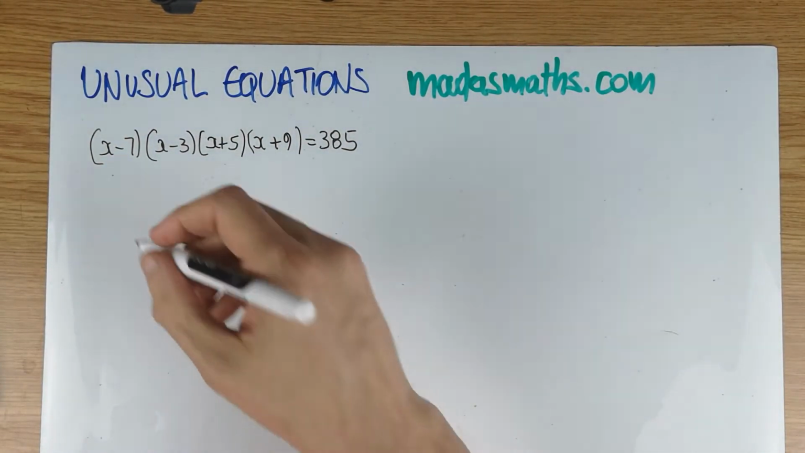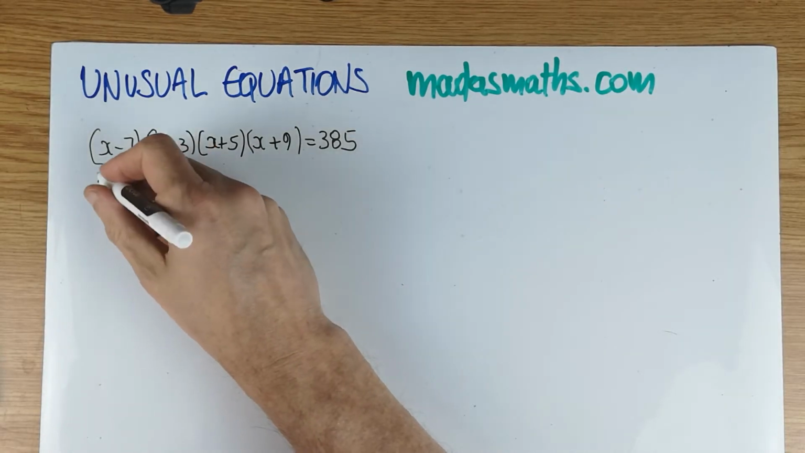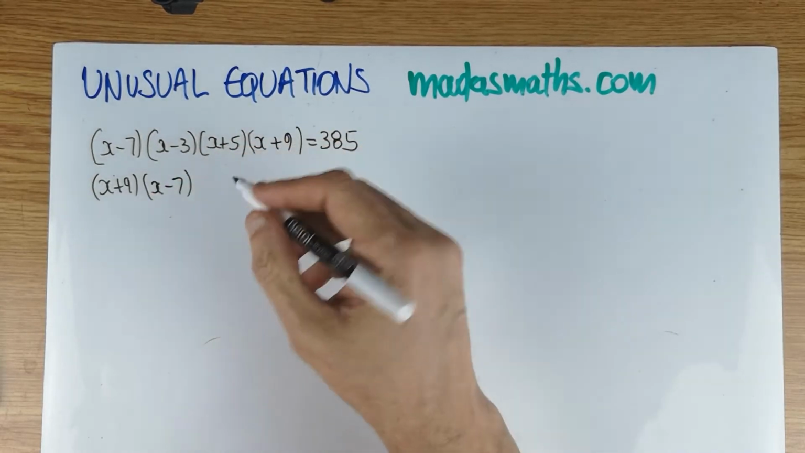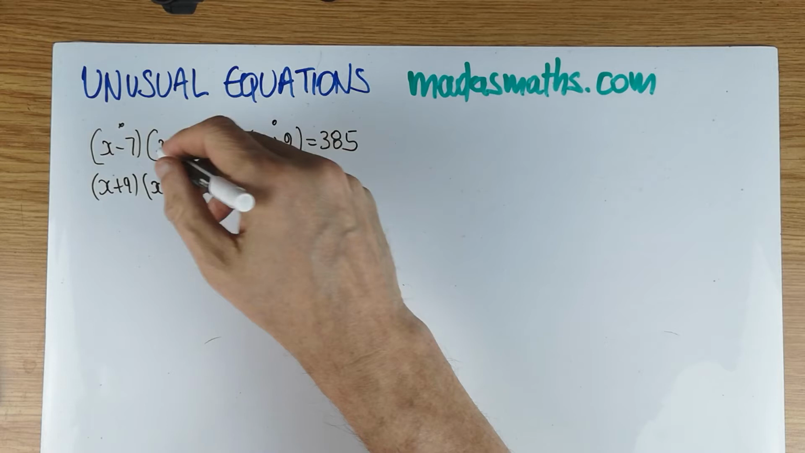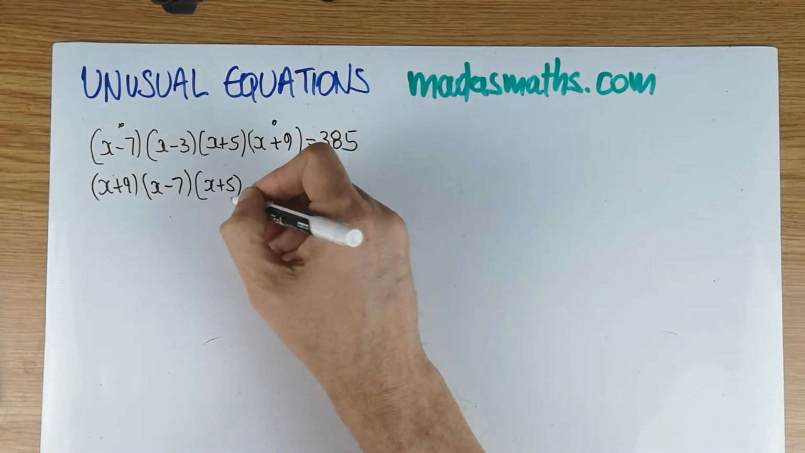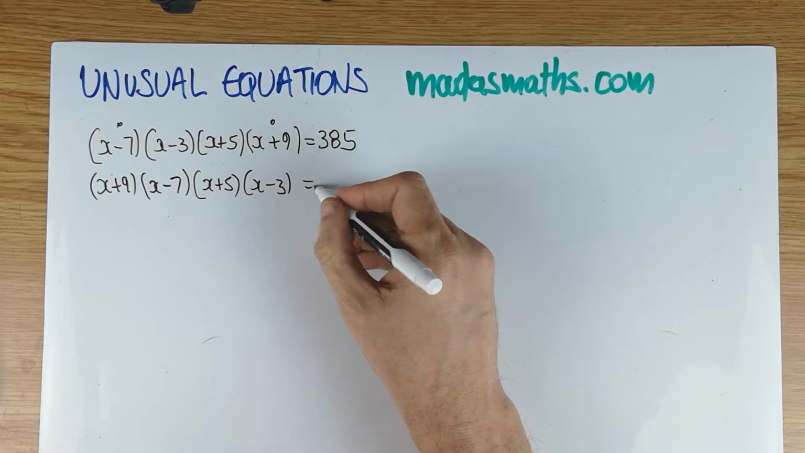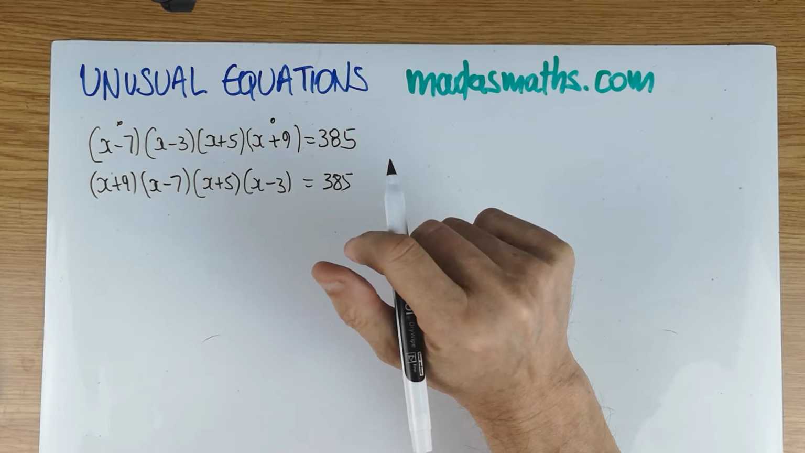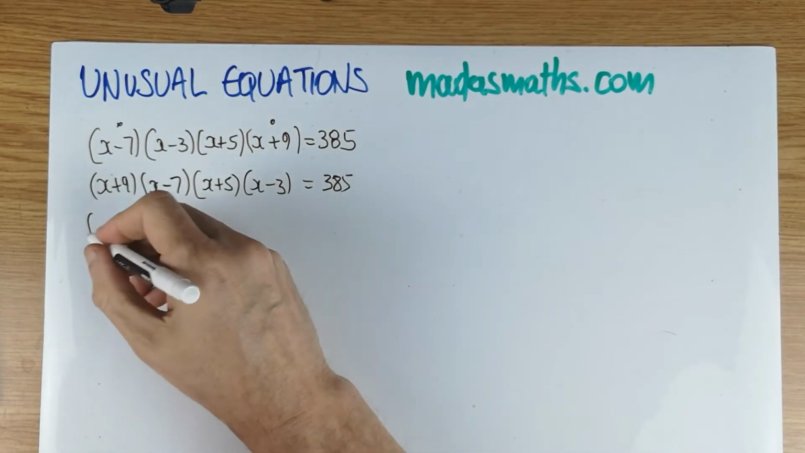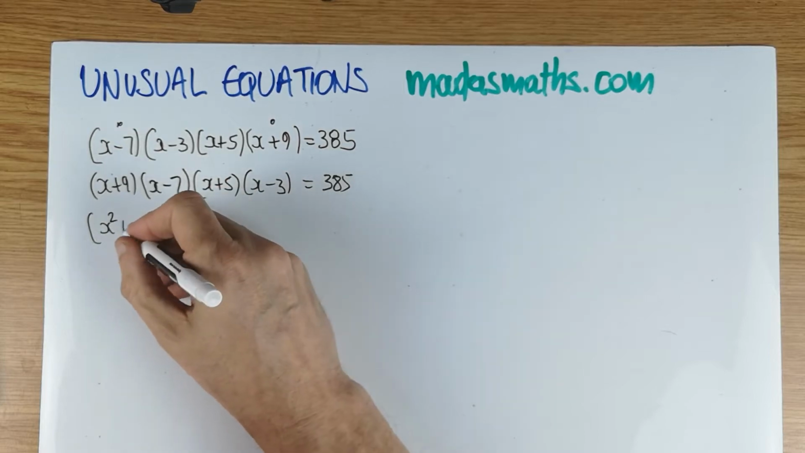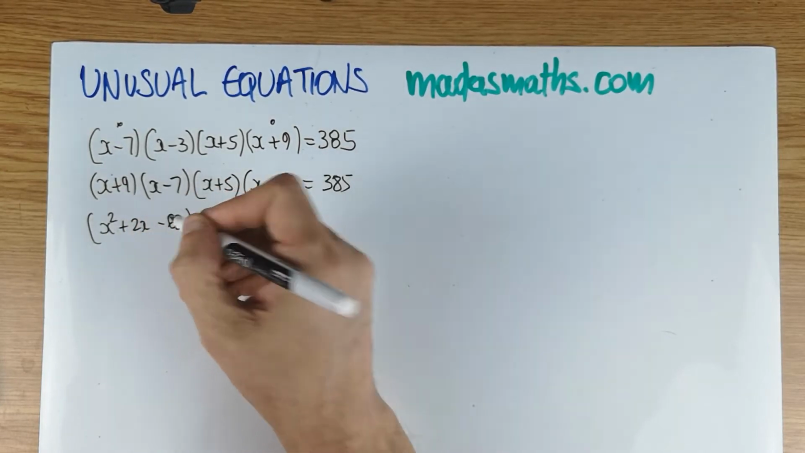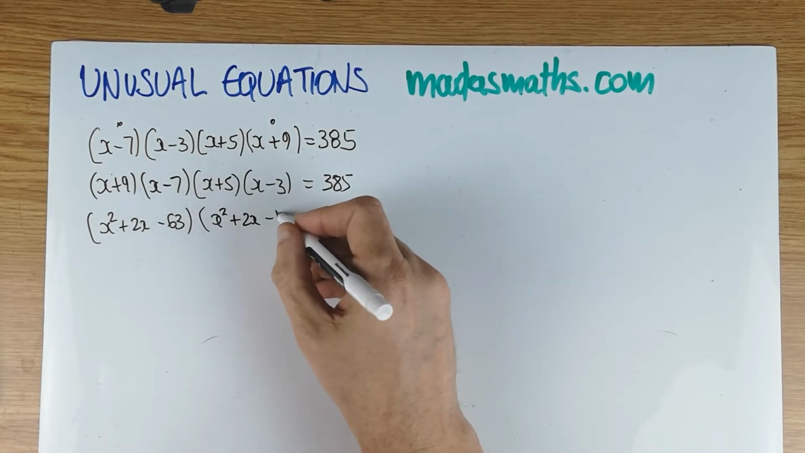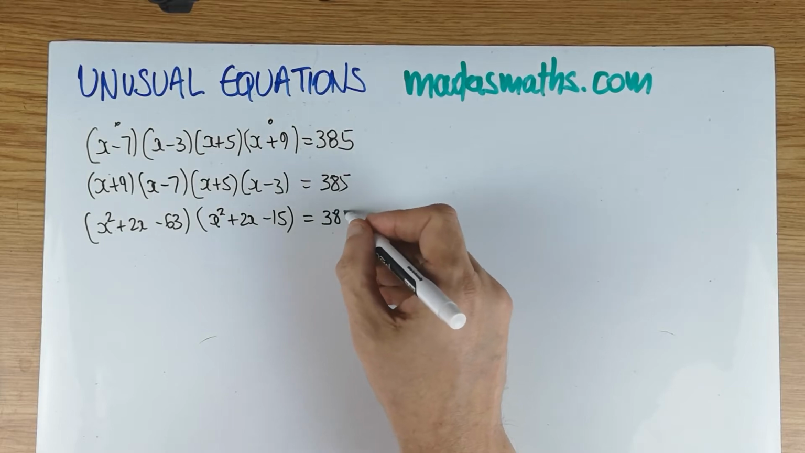So if we rewrite it, let's say we write it as x plus 9, and we want, of course, to create something like that, so we're going to go for an x minus 7. So that and that together. And again, we're going to go with the x plus 5 and the x minus 3, is equal to 385. And of course, we're going to multiply the brackets in pairs. So it's going to be x squared plus 2x minus 63, and the other double bracket is going to be x squared plus 2x minus 15, is equal to 385.